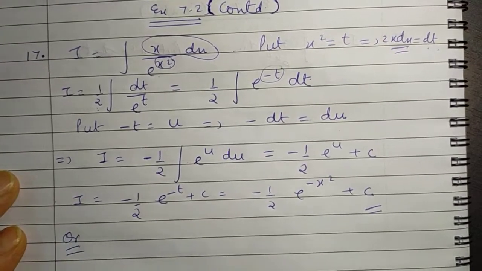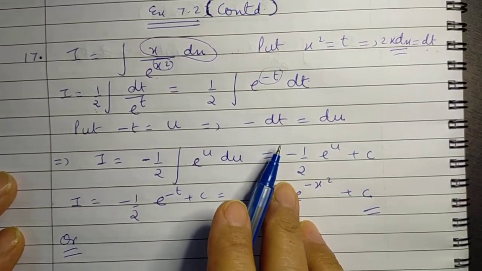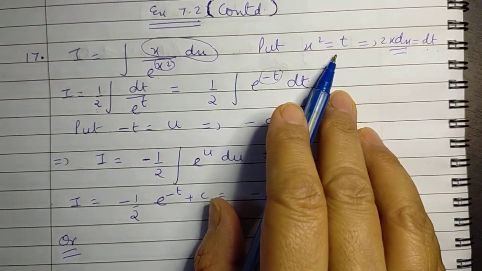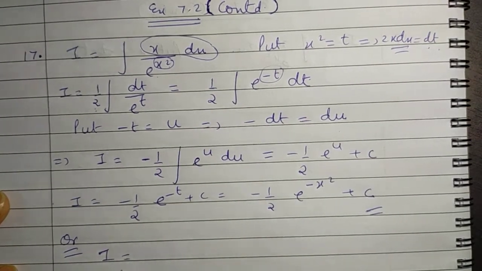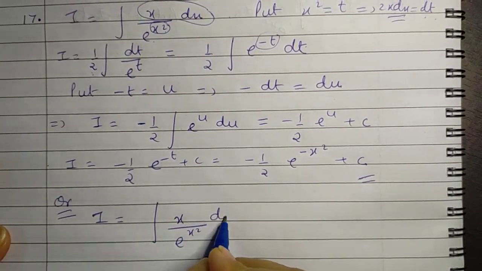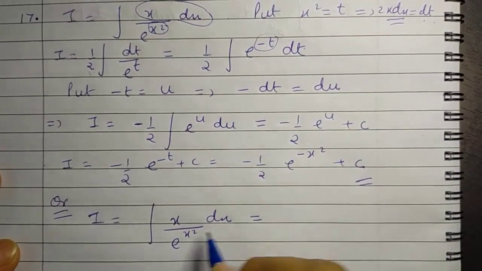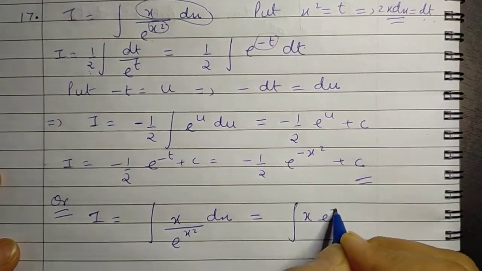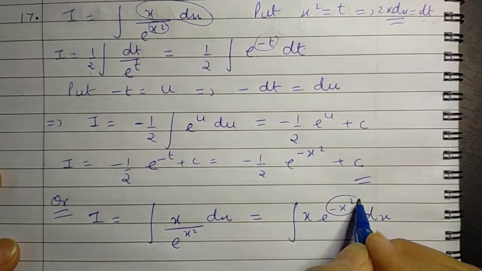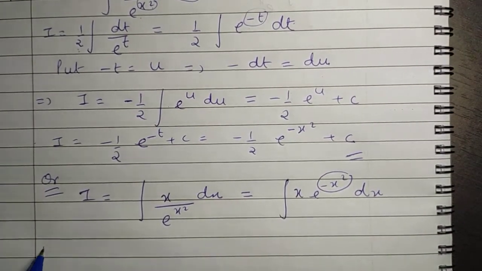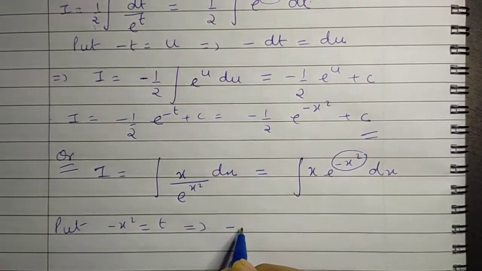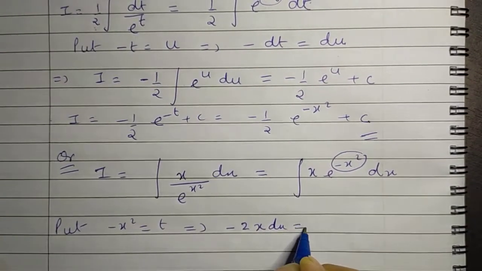Now you can clearly see that we can skip writing the first few steps by directly assuming minus x square as t. Let's see how. So first of all, we are given I is equal to x upon e raised to x square dx. So first, before substituting, we write it as e raised to minus x square dx. Now put this entire thing as t, and so what do we get? Minus x square as t, which gives us minus 2x dx as dt.